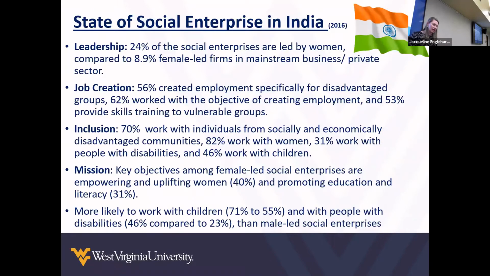In India, a quarter of their social enterprises are led by females, which far surpasses the traditional model where about 9% are female-led businesses in a traditional sense. So the social enterprise aspect, we see a lot of growth where women are taking that up, starting organizations and companies as opposed to that traditional business model, profit model. The inclusion aspect was really key, that 70% of those organizations are working with individuals from socially and economically disadvantaged communities. And when you think about India, you have the caste system, and so you have many more layers of poverty and disadvantage because of that. 80% of the organizations are working with women, 31% working with people with disabilities, and 46% working with children.